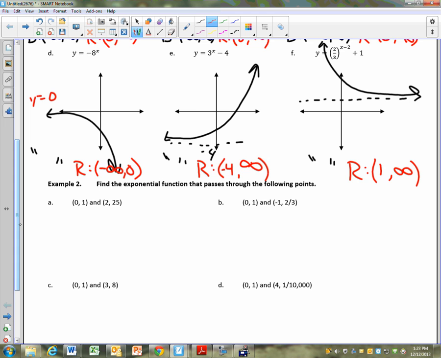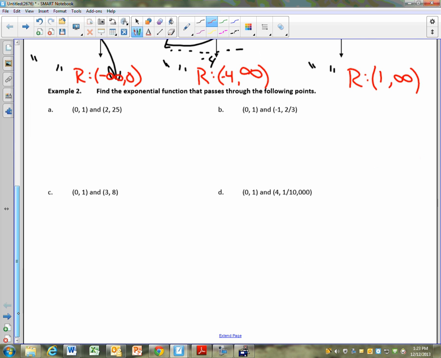Okay, let's look at example 2, A, B, C, and D. Here what we want to do is we want to find the exponential function that passes through the following points. And an exponential function has the form y equals some number a to the x power. So that's a base to the x power. So all we need to do for these problems is we need to find a. That's what we want to do. And once we can find a, we can write the exponential function. All of these problems are exponential functions that pass through what point? What point do they all share in common?